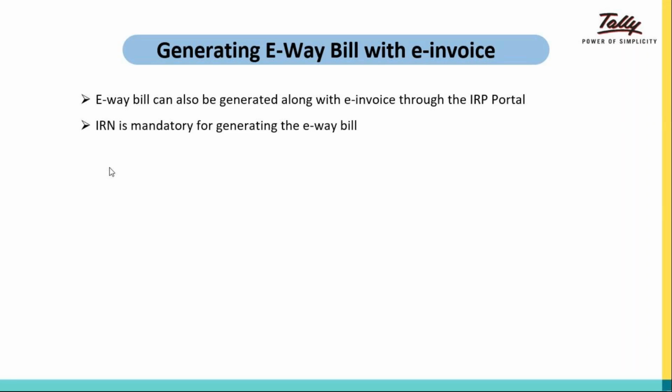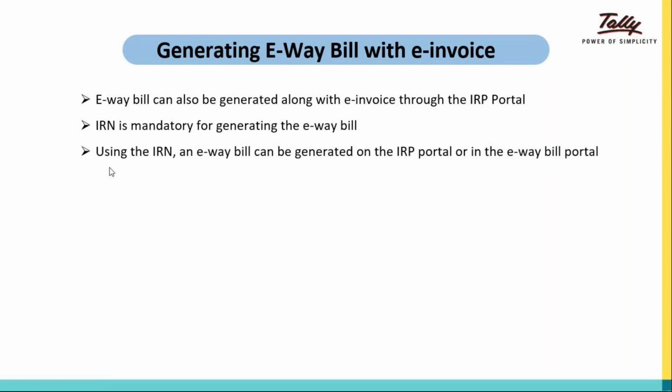So IRN is mandatory for generating the e-way bill. What do you mean by IRN? IRN means your invoice reference number. This will be provided by the IRP portal. Using the IRN, an e-way bill can be generated on the IRP portal or on the e-way bill portal. You can either upload your e-way bill in the IRP portal, or you can also visit the e-way bill portal. There is a separate website in the name of e-way bill portal wherein you can upload the e-way bill details.